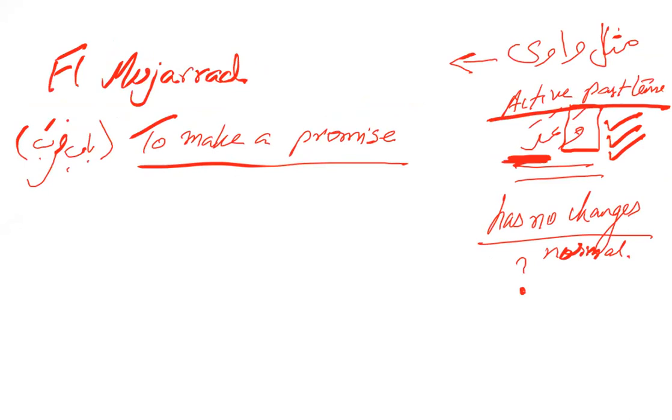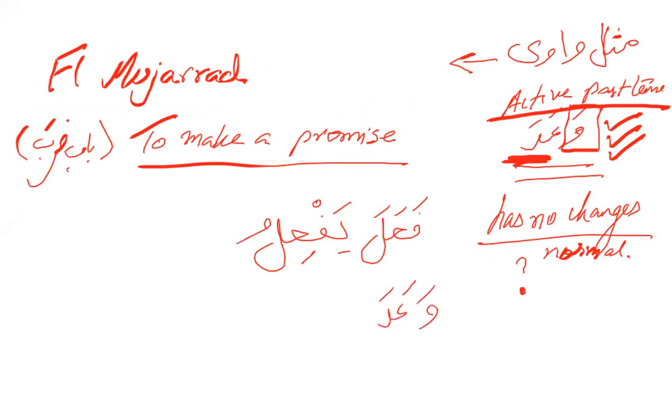So Bab Daraba is fa'ala yaf'ilu, right? Daraba yadribu. So wa'ada is the past tense. Yes. Yaw'idu. This was the original fi'l mudari'.